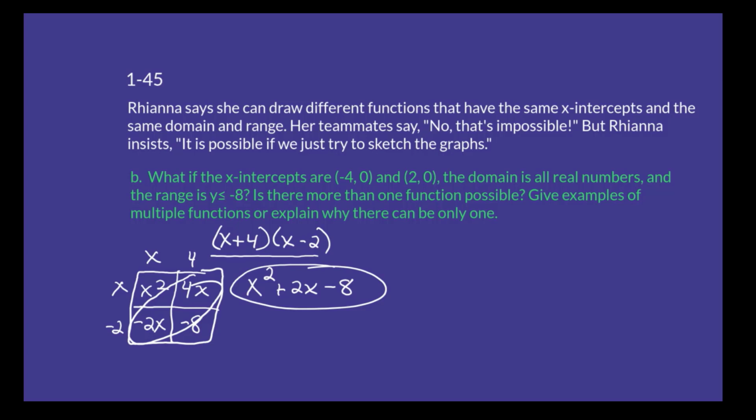I do want to add one little thing here. I'm noticing this says y is less than or equal to negative 8. The actual one is y is greater than or equal to negative 8. So we'll adjust that when we get into Desmos.